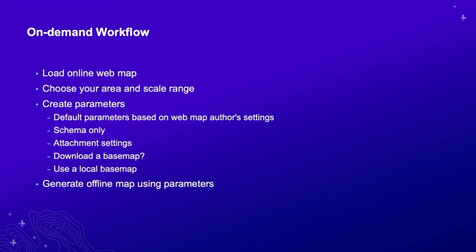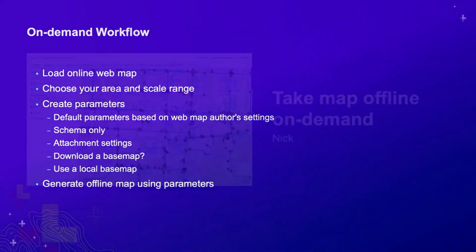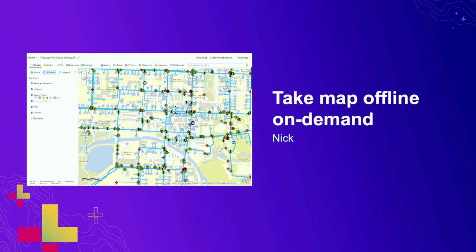So with the on-demand workflow, you load your online web map, you choose the area in the scale range, you define the parameters, whether you want to download the base map or not, etc. And then you just download it. So here's another demonstration from Nick about taking a map offline with on-demand workflow.